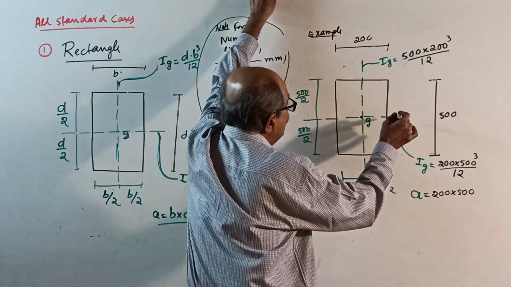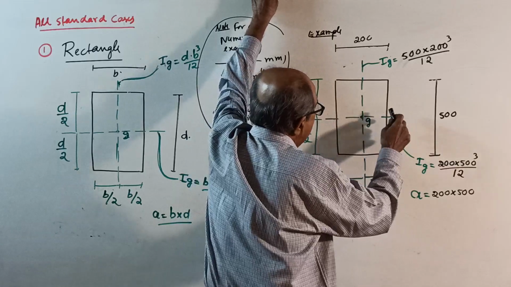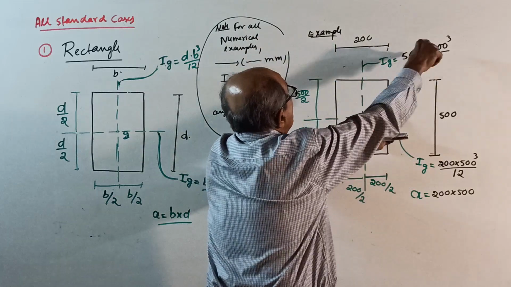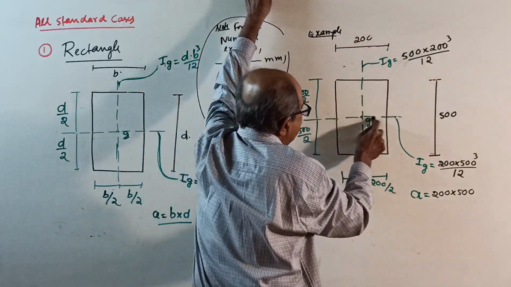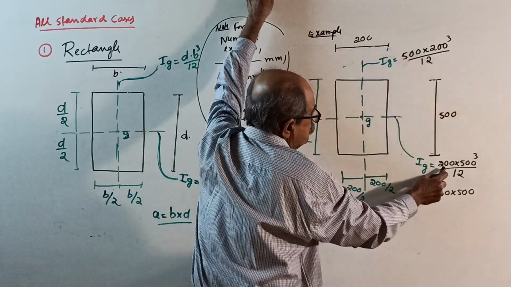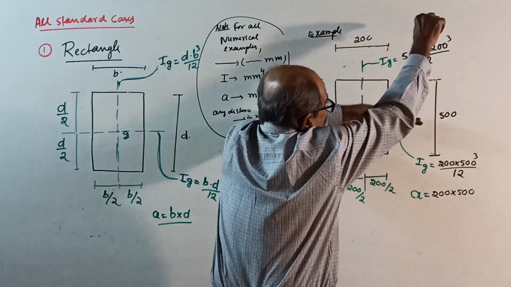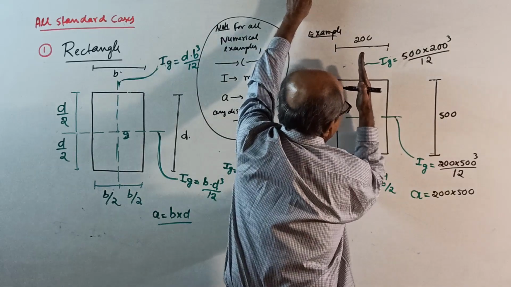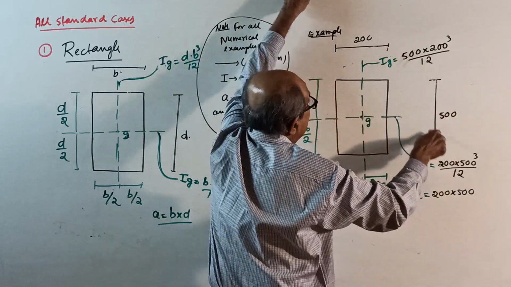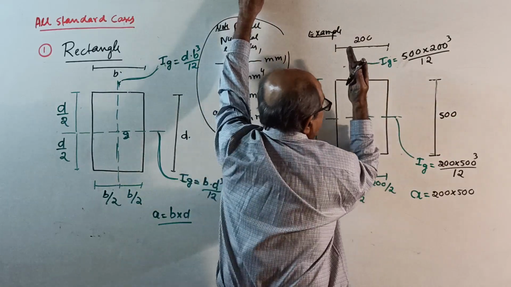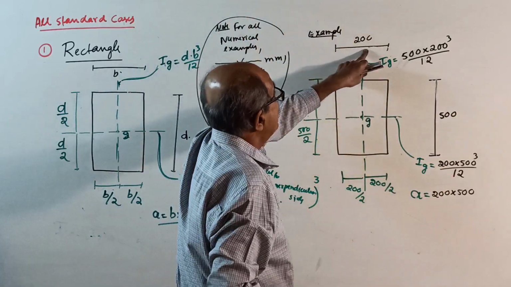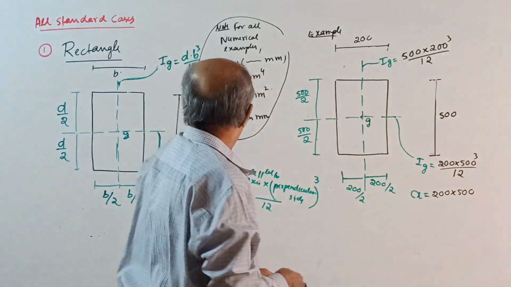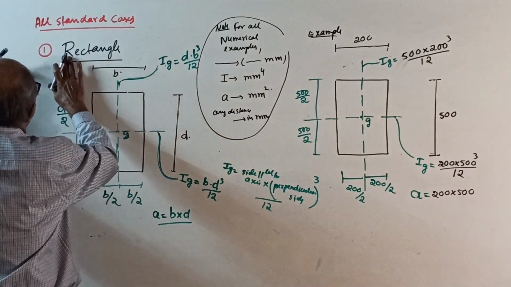Then, if you want I about this axis, for this axis, parallel side is 200. So 200 into, and for this axis, perpendicular is 500 cube by 12. If you want I about this axis, parallel side is 500, and for this axis, perpendicular is 200. 500 into 200 cube by 12. Sufficient. So one rectangle over now.